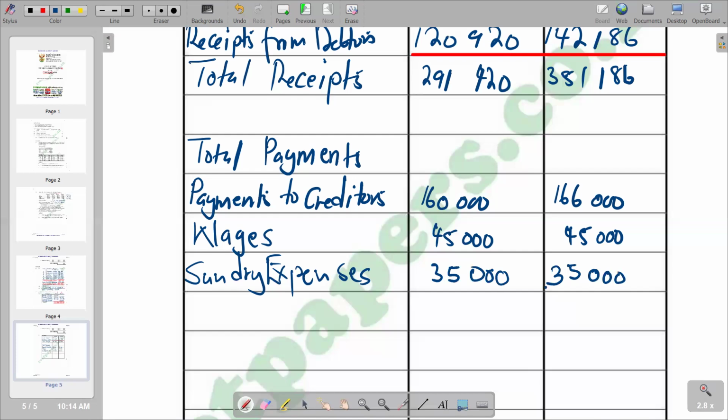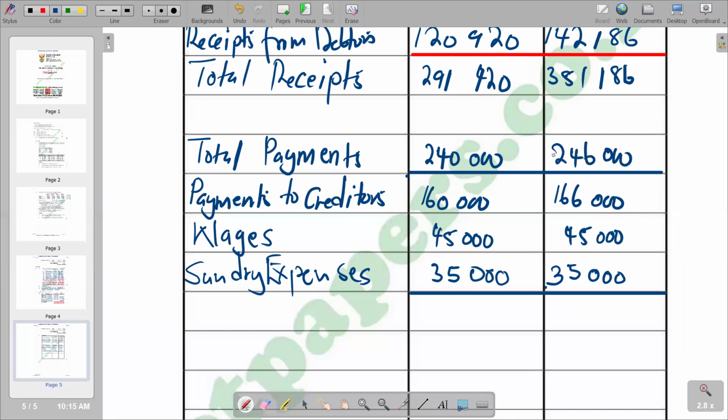So this is the last expense that we have, and of course we need to add them to get the total payments. So if you add 160,000 plus 45,000 plus 35,000, we get total payments of 240,000. And the same thing, 166,000 plus 45,000 plus 35,000, we get a total of 246,000.